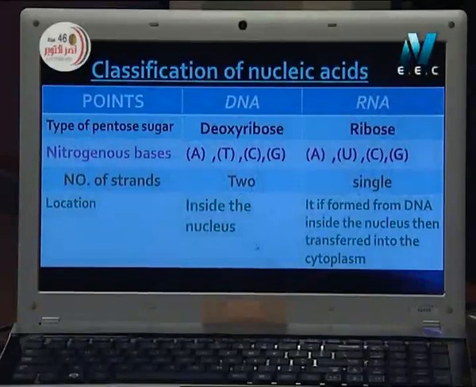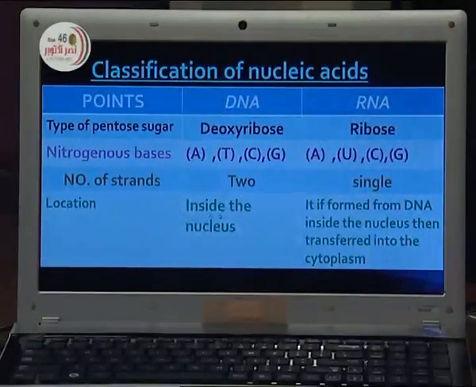What about the locations of DNA and RNA? DNA is found inside the nucleus, but RNA is formed from DNA inside the nucleus then transferred into the cytoplasm.